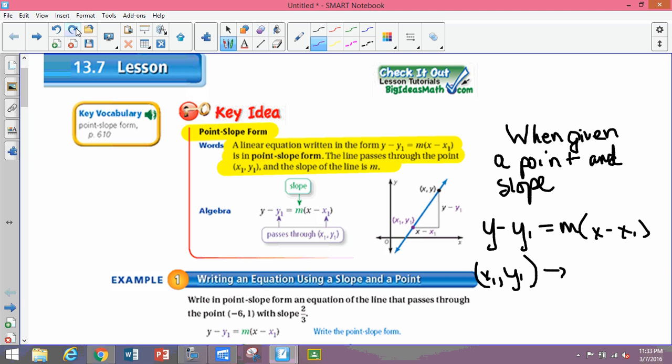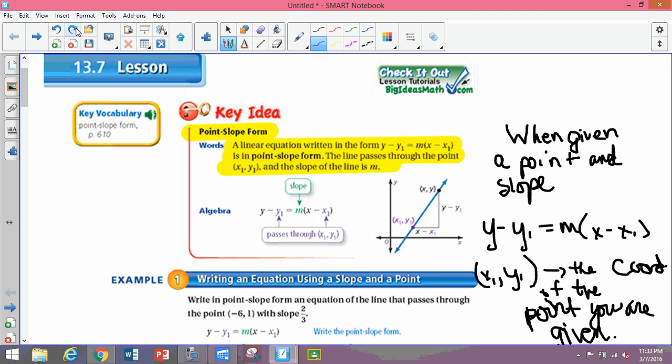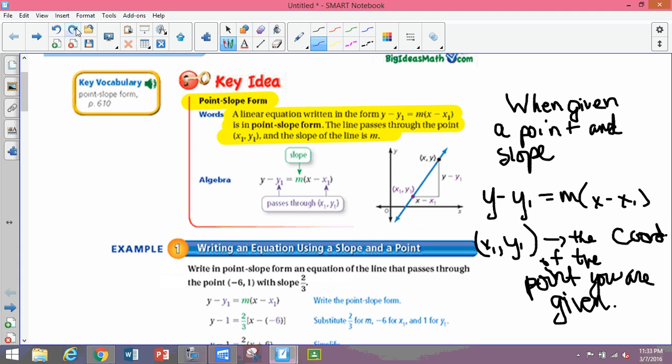You use this formula, and your x1, y1 is the point that they give you. Okay? It's the coordinates of the point that's given. And then you take your slope that's also given and enter it into that equation.